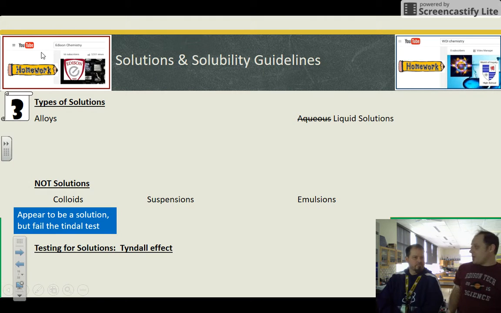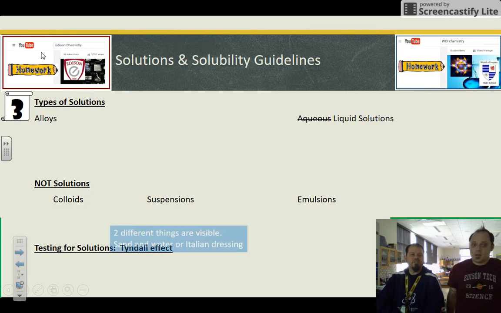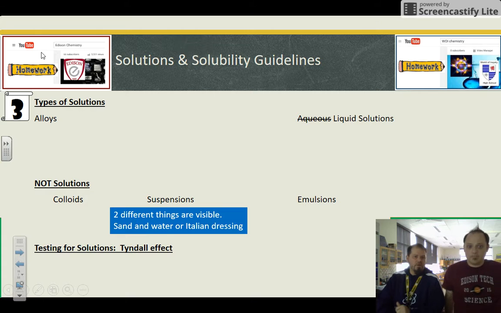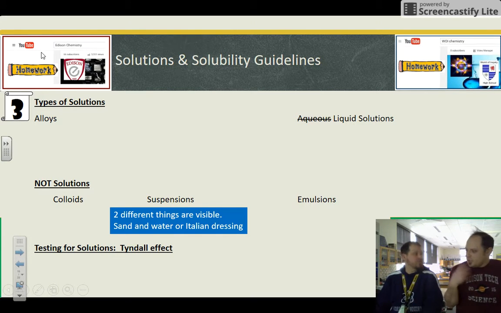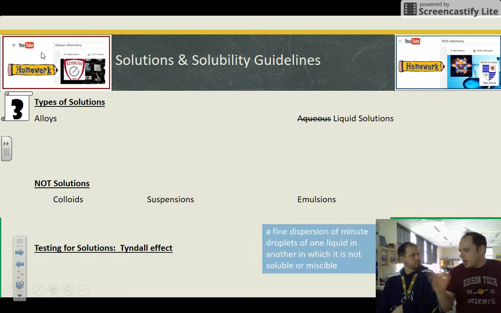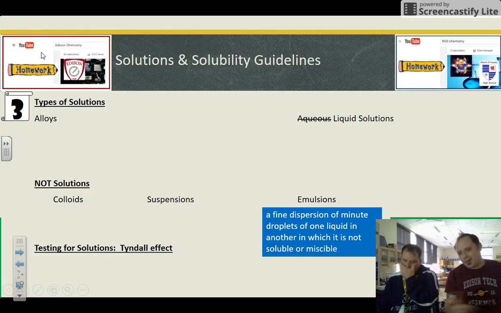But colloids, three types of non-solutions. A colloid is not a solution. It looks like one though, but it fails the Tyndall test, which we'll tell you about in a minute. A suspension is two visibly different things. Think of coffee grounds in water that fall right to the bottom, or dirt in water. I can separate them out. They will separate upon standing. You shake them for a minute and it might look like a solution, but if you come back an hour later, it's changed.